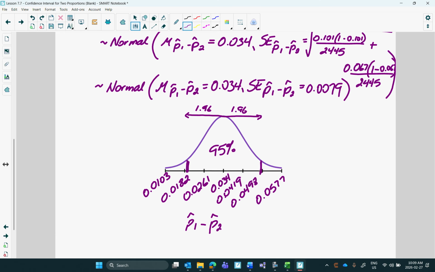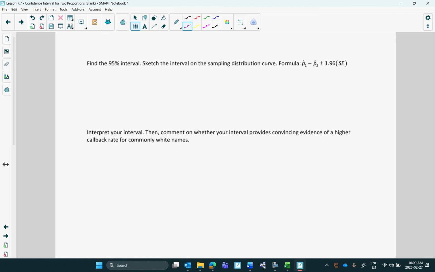And how do we figure that out? Well, we'll go to the next page and calculate it up top. Find the 95% interval. Remember, you get this formula: the confidence interval is the point estimate, 0.034, plus or minus the critical value, which is the standard deviation for 95% confidence, times what the standard error was. No, 1.96. Sorry, 1.96.